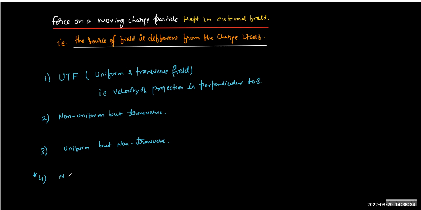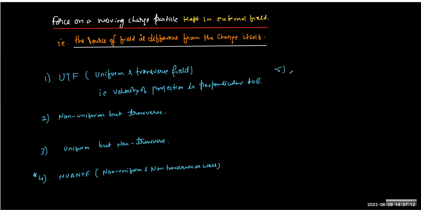Neither uniform nor transverse, so a non-uniform and non-transverse field. That's a very bad short form. Non-uniform and non-transverse as well is not part of our syllabus. And the reason is it's very difficult to study such motion when the field is neither uniform nor is the direction fixed. Okay.